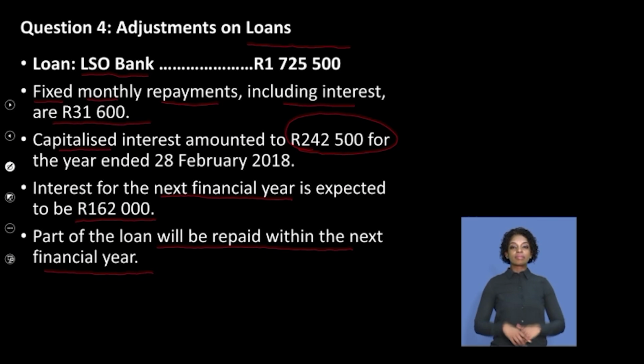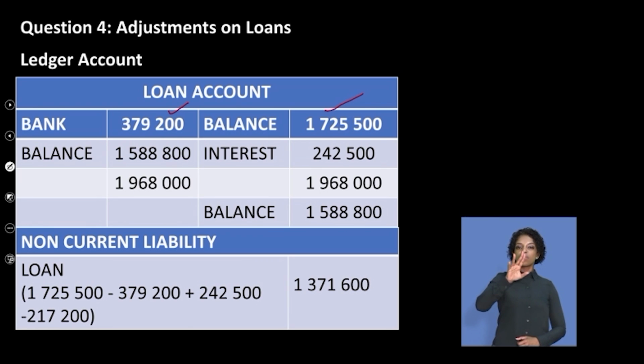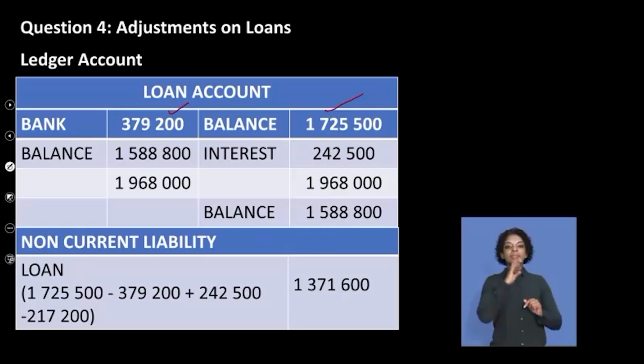Next one. The next one that we have here is the interest. I'm told that interest amounted to, for this year, the capitalized interest amounted to 242,500. Therefore, we come to my interest component. Remember, what's my double entry? Debit your interest expense, credit your loan account. It's been capitalized. In other words, the interest is going into my loan account. Watch the double entry. Debit interest expense, credit my loan account. There you can see, there's the entry that I'm referring to. How much?